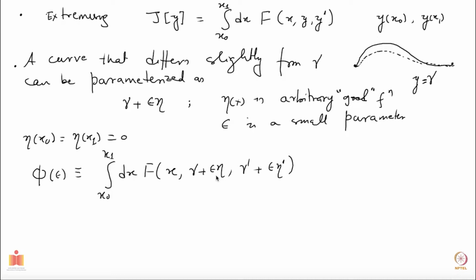Now let's see what happens as we change epsilon. So phi 0 is, when you are putting phi 0, epsilon is 0, then you are using the gamma here, right? That's what it becomes. It becomes x, gamma, and gamma prime. And when you are on this curve, then you have this phi of epsilon.